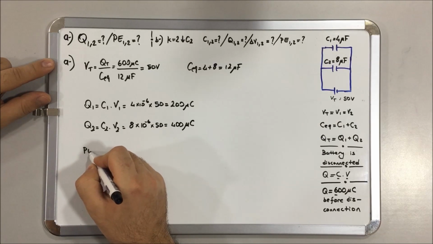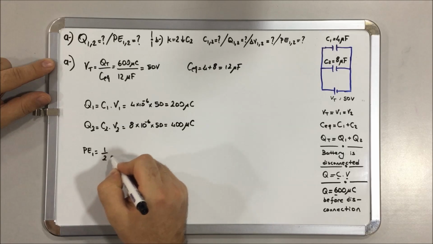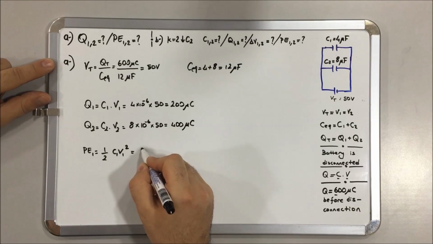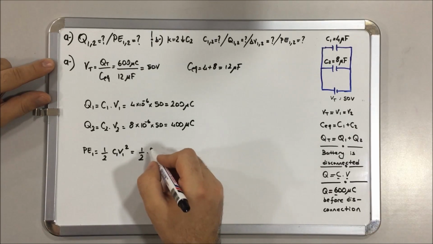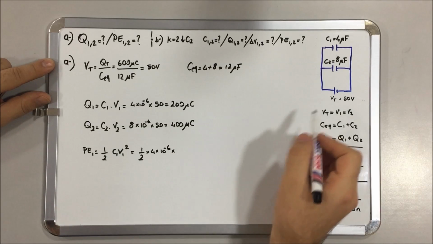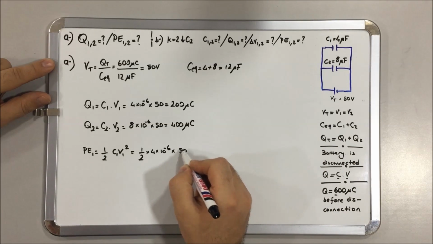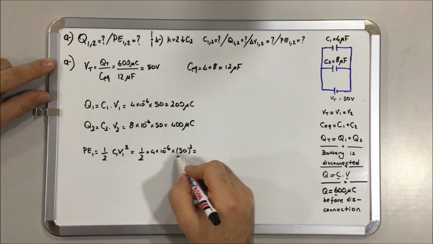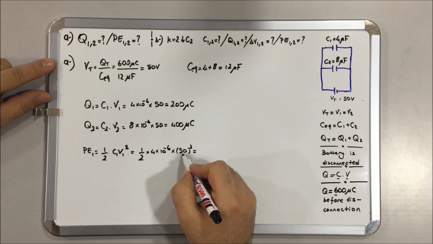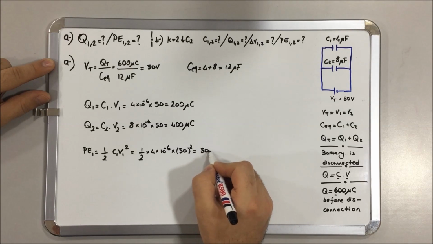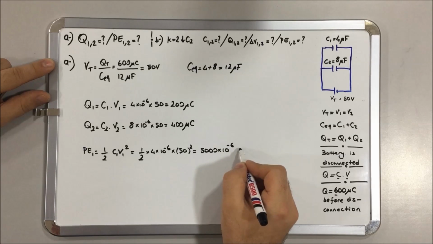And the stored energy for the first one is half C V squared, half C1 times V1 squared. What's C1? 4 times 10 to the power of minus 6, times V1 which is 50, squared. 4 over 2 is 2, 50 squared is equal to 2,500. 2 times 2,500 is 5,000 times 10 to the power of minus 6 joule.